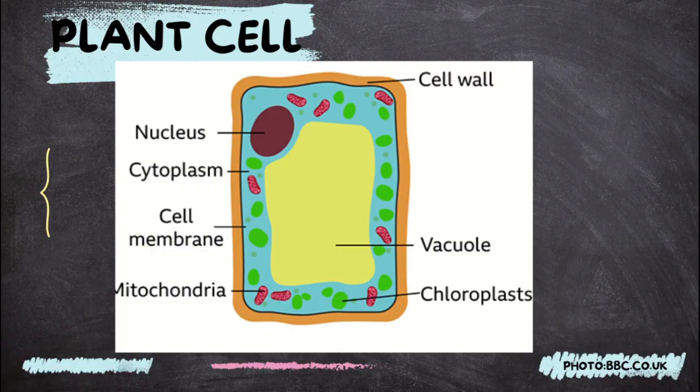So yeah, then we have the nucleus, which serves basically the same function as in the animal cell. As a matter of fact, the nucleus serves the same function right across the board, controls activities of the cell. The cytoplasm, still that jelly-like substance that holds the cell organelles and all the contents of the cell.